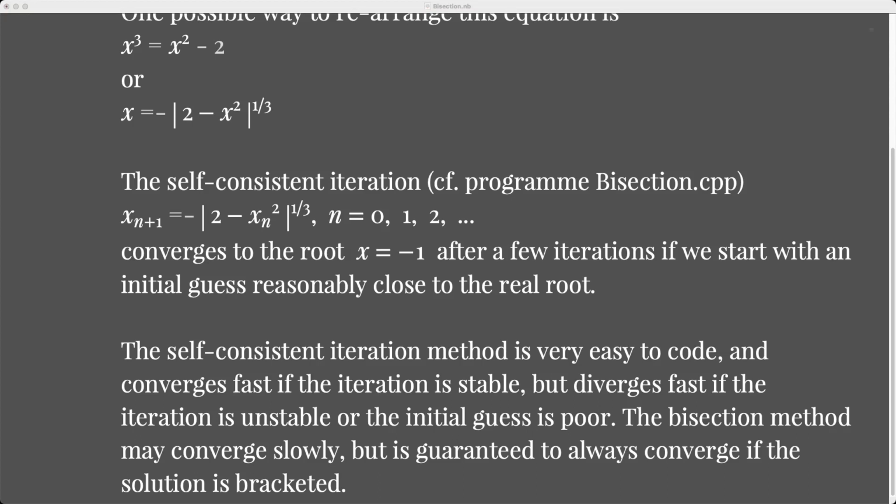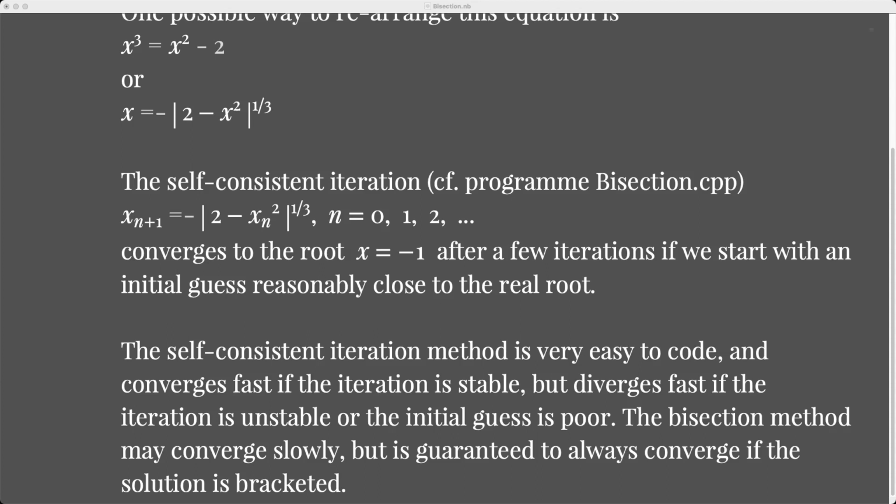Now, in general, the self-consistent iteration method is very easy to code. You don't have to do all this bracketing, and it usually converges very fast if the iteration is stable. But it's not guaranteed to be stable. And if the iteration is unstable, then it diverges very, very fast. Or if the initial guess is poor, again, it will diverge very fast.